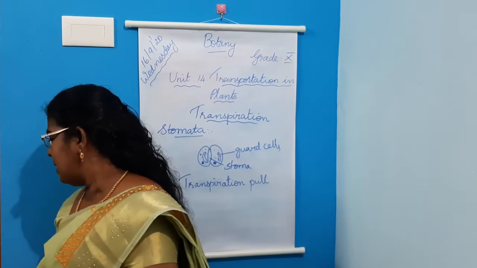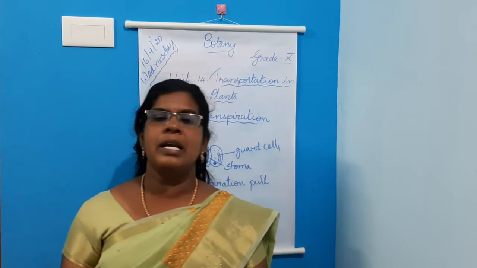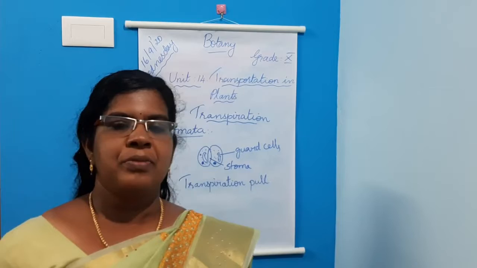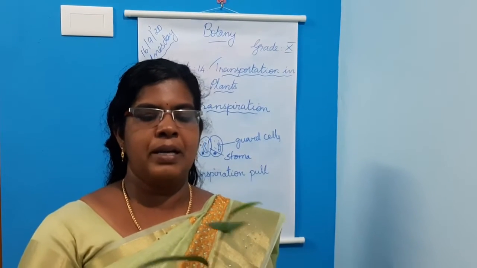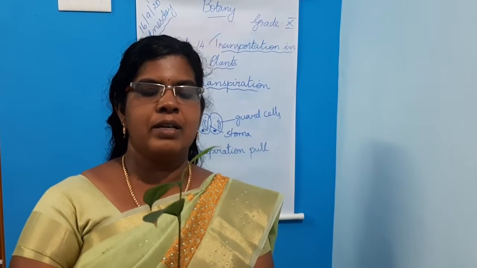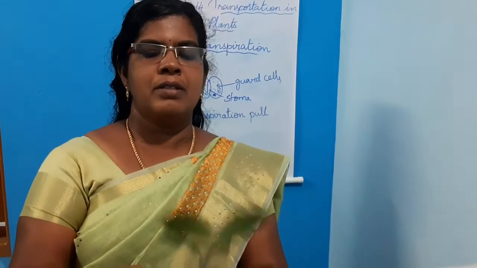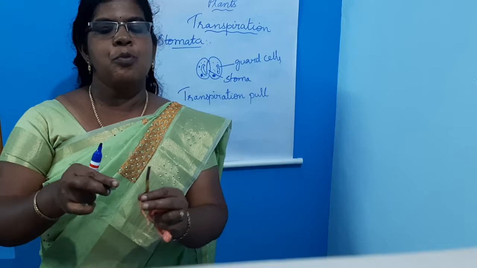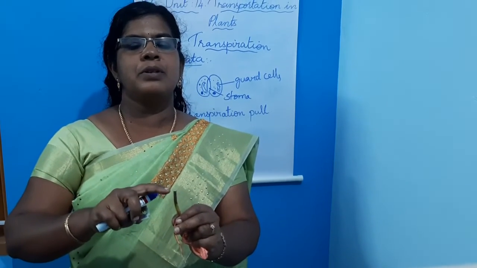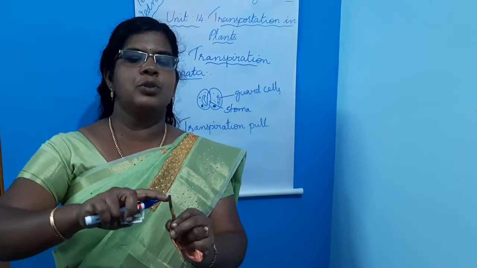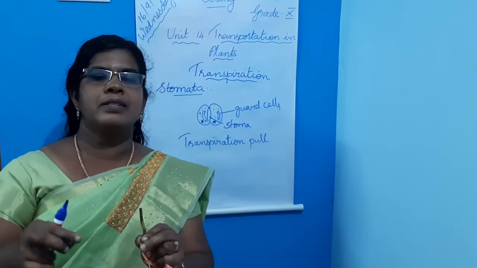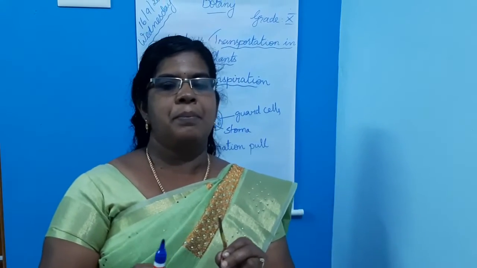Now we can demonstrate this root pressure by a small experiment. Take a thin, weak-stemmed plant and cut the stem horizontally, in the morning. After a few minutes, you can see the water exuded from the cut end of the stem because of root pressure.